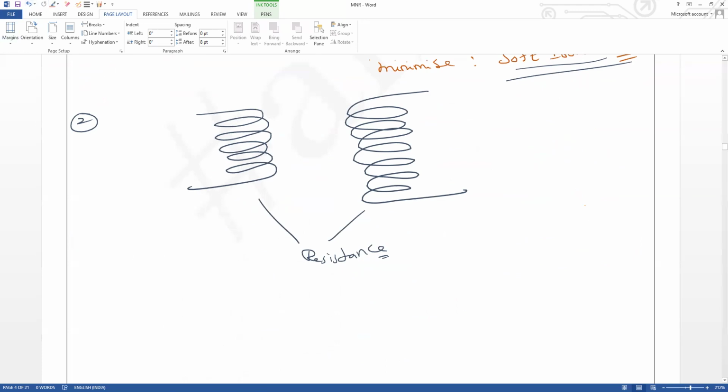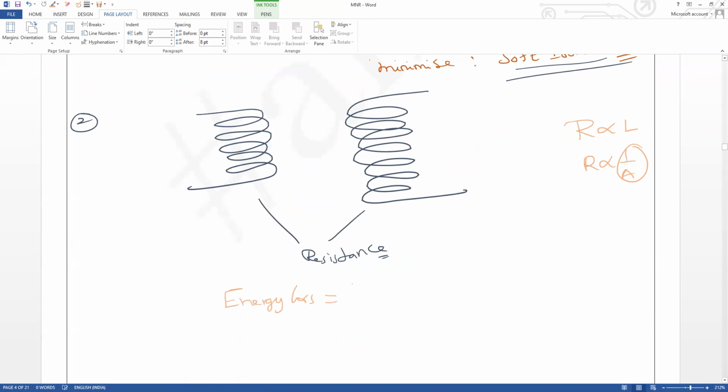So there are two main factors affecting resistance. What are the two factors? Resistance is directly proportional to length L, and resistance is inversely proportional to the area of cross section. Understood? So because of resistance, there is a loss in energy.